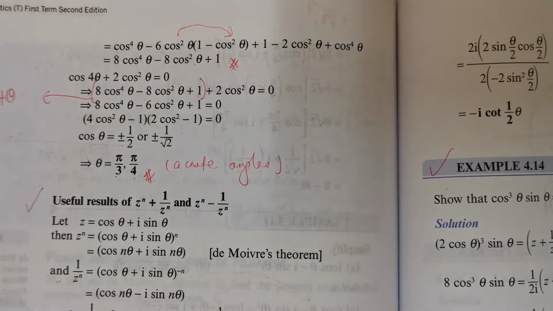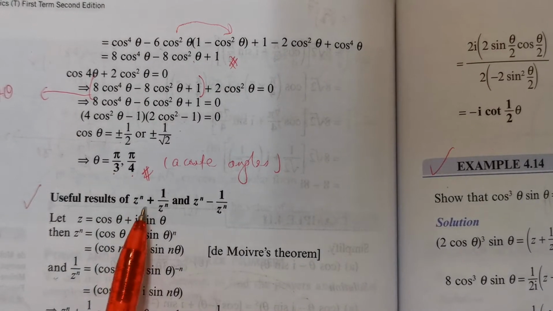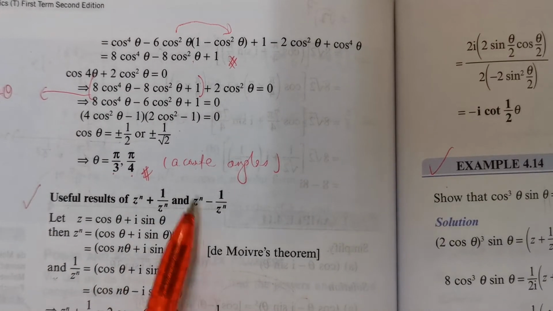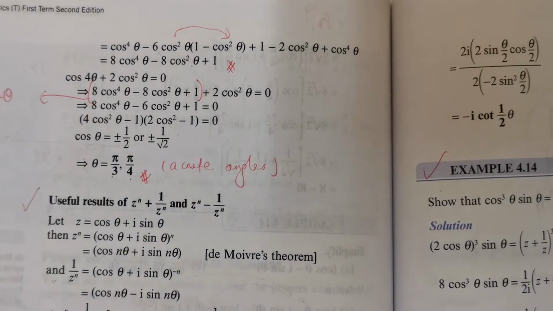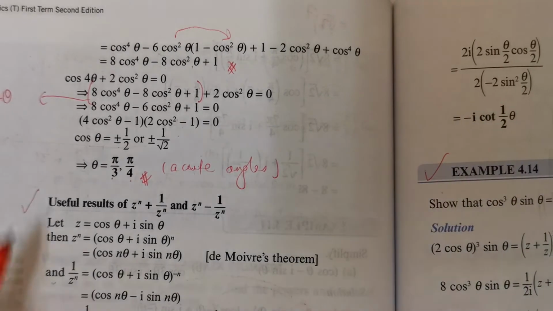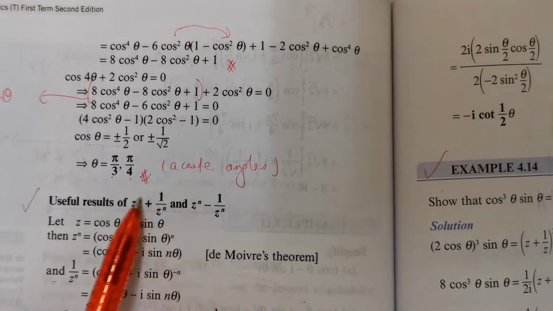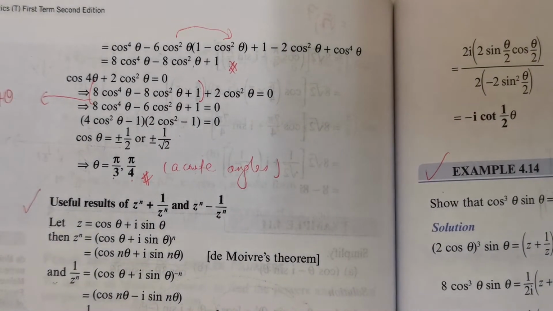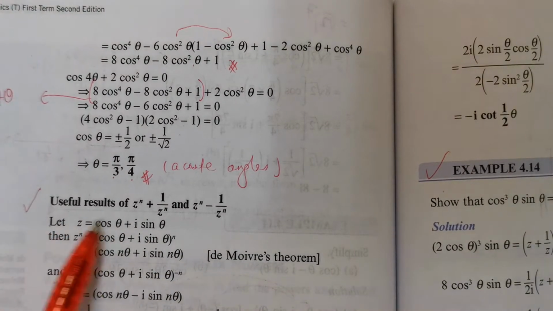Next, remember this statement that we have discussed just now? The z power n plus 1 over z power n, and z power n minus 1 over z power n. So you see, let's say z is this one. Remember we say that for these two theorems, the r must be equal to 1. For these two only, r must be equal to 1, then only can do.